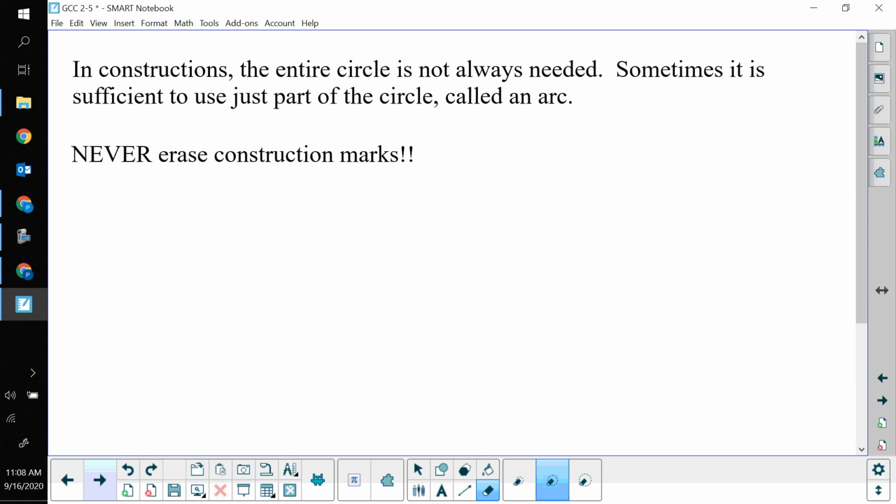So an important thing when we're doing these constructions, we never want to erase what we've drawn with our compass. Those are called construction marks. That's basically your work in these problems. And in math, we always have to show work, so you need to make sure you always leave those. Never erase those construction marks. So we're going to show you a few basic constructions in today's lesson.